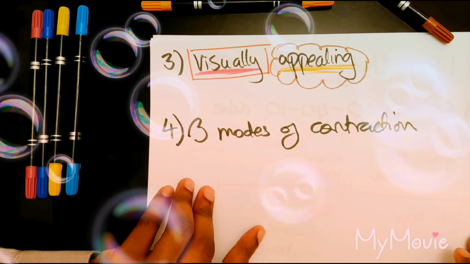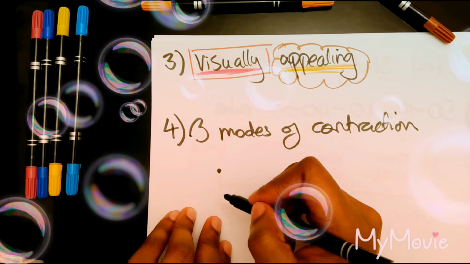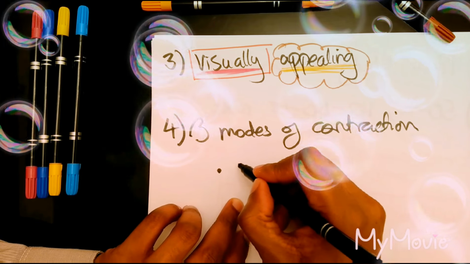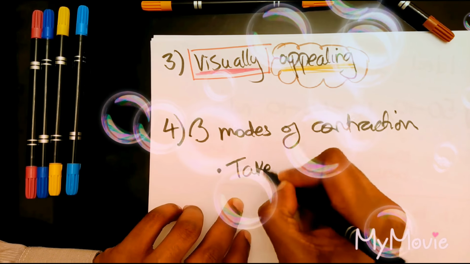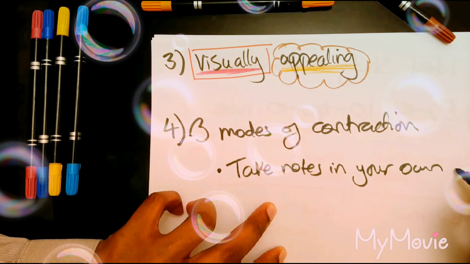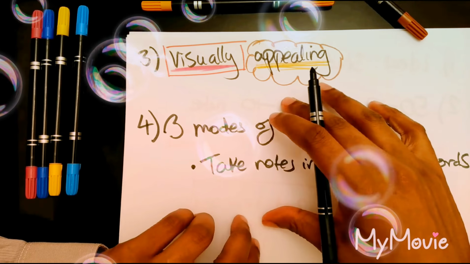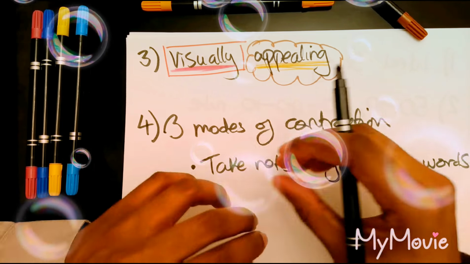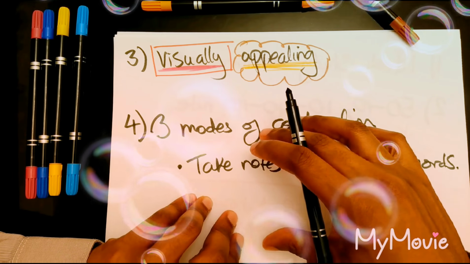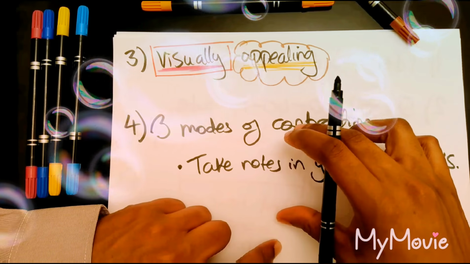Now, what do I mean by the 3 modes of contraction? The first thing I do is when I'm reading a textbook, when I'm taking notes from that textbook, I always take those notes in my own words. Take notes in your own words. This is because the textbook will never sound like you, and when it comes to revising, revise something that sounds like the speech pattern that is natural to how you speak. Take notes in your own words.